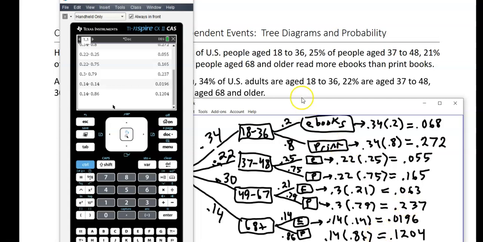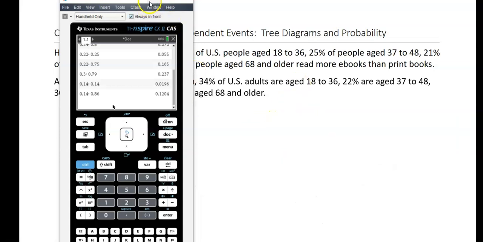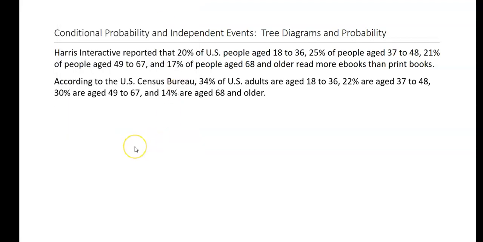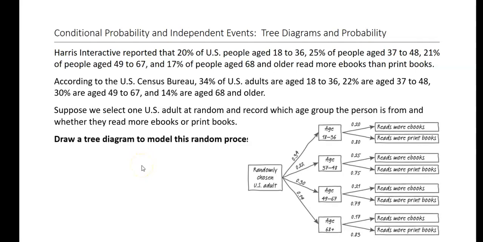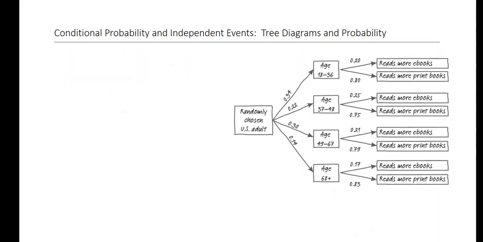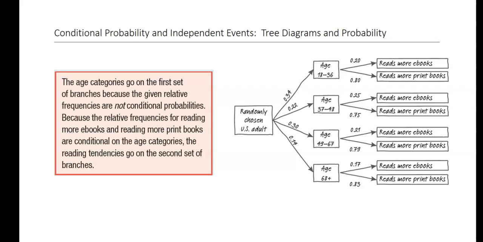Okay, so we have all those numbers. Let's see what the question is. We can use those to answer it. Suppose we select one U.S. adult at random and record which age group the person is from and whether they read more ebooks or print books. Draw a tree diagram. We did that. Ours is better than theirs because we have all the results. The age categories go in the first set of branches because the given relative frequencies are not conditional probabilities. The second one was conditional on the age group.